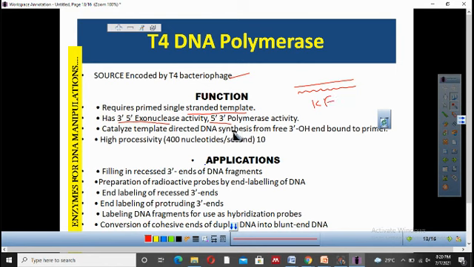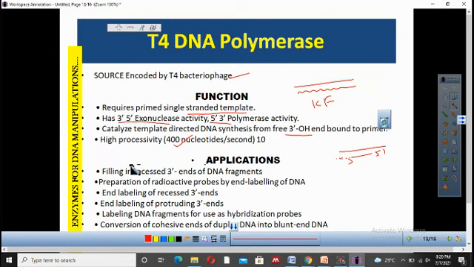It catalyzes template-directed synthesis from a free 3' OH bound to the primer. Suppose there is the primer, then in the 5' to 3' direction it can add nucleotides here, and the processivity is 4 nucleotides per second.